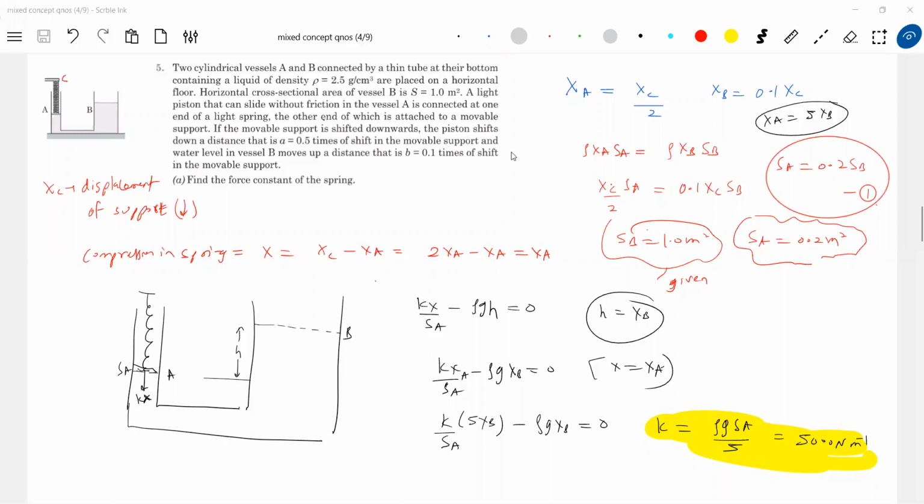Sir, in the equation which you wrote, Kx by SA minus rho g, shouldn't it be H plus XB? The level of the liquid, this one. The A will move here, no? How much A moves, that much liquid will be displaced there. The mass should be conserved. So how much volume of liquid decreases here, that much should increase here. That's all, finished.